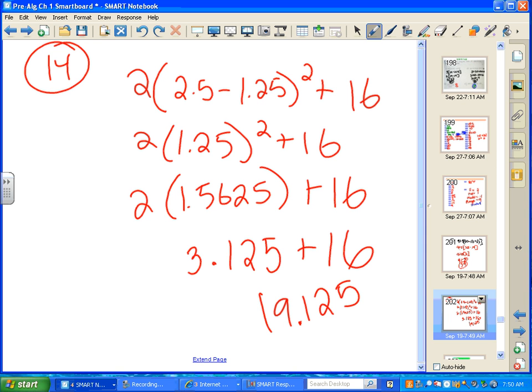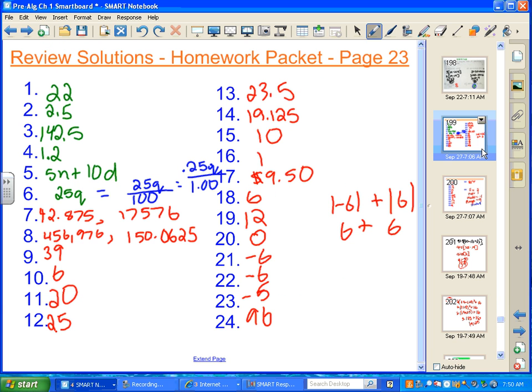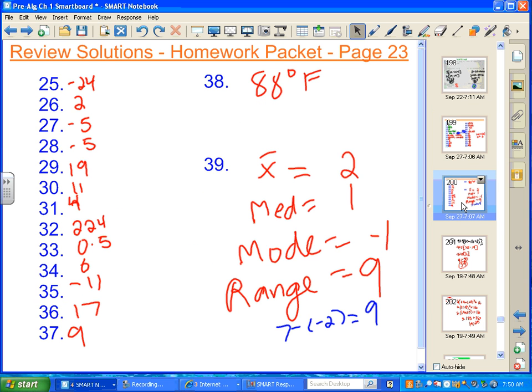Anything else on 1 through 20, whatever the answers were? 1 through 24. Donatus? Say that again? Yes, yeah. 0.25q is perfectly fine. Anyone else on 1 through 24? Okay, here are the second page of answers. So 25 through 39.